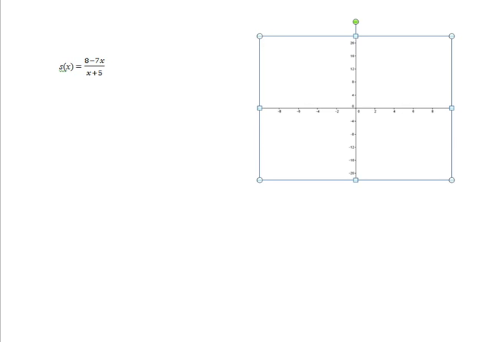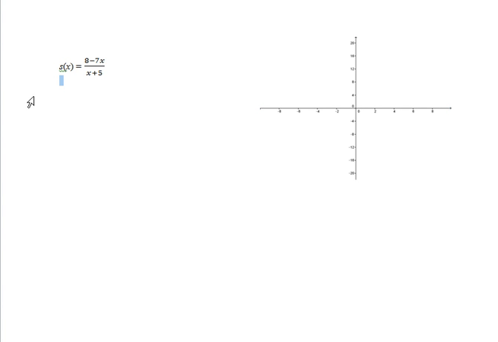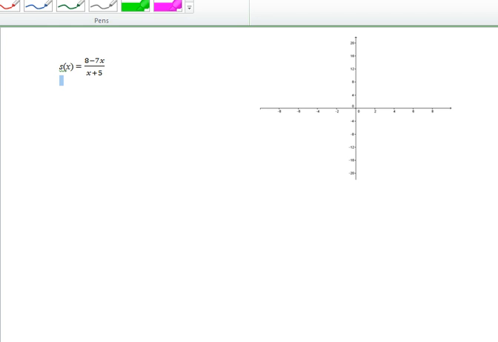Here we have the rational function s of x equals (8 minus 7x) divided by (x plus 5). We're asked to find the intercepts, asymptotes, domain, range, and graph of the function. First of all, let's look for the y-intercept.